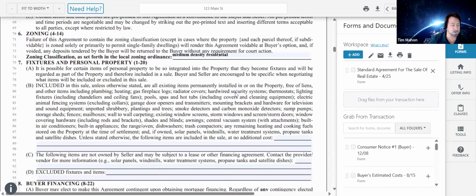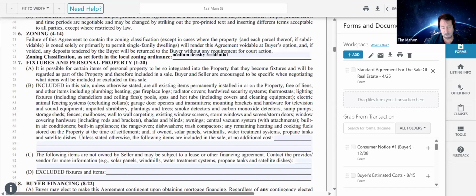All right. Fixtures and personal property. Real important thing here. It's possible for certain items of personal property to be so integrated into the property that they become fixtures and will be regarded as part of the property and therefore included. Buyer and seller are encouraged to be specific when negotiating what items will be included or excluded in the sale. So going back to the listing again, under the agent remarks, if there are any exclusions, that's where you'll find them. Another thing you'll find on the listing is a list of any appliances that are supposed to stay with the property. That's where you'll find them.